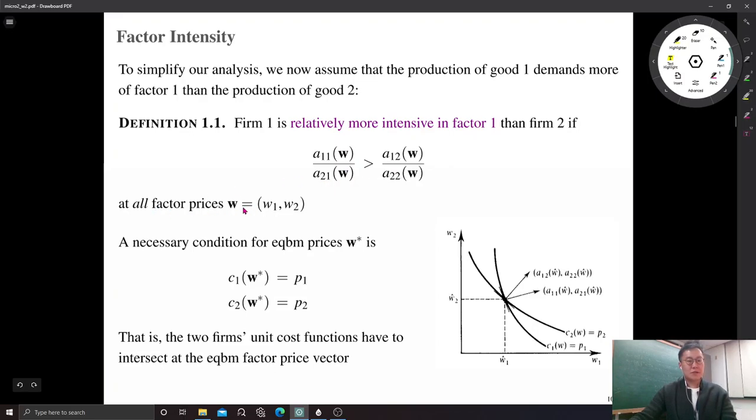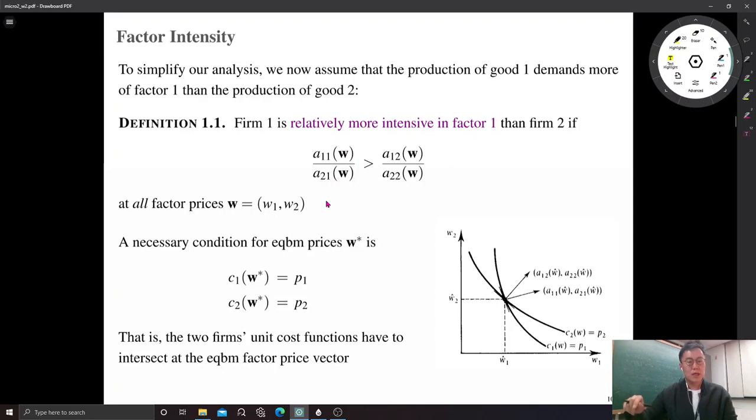One thing we have to notice is, for factor intensity, this inequality should hold at all factor prices. Okay? So this is a somewhat restrictive assumption because in the real world, depending on input prices, sometimes firm 1 is more intensive in factor 1, and at different prices firm 2 is more intensive in factor 1. But factor intensity requires firm 1 be more intensive in factor 1 at all factor prices. So it's a little bit restrictive assumption. But with this assumption, we can greatly simplify our analysis. Let me show how we can do that.